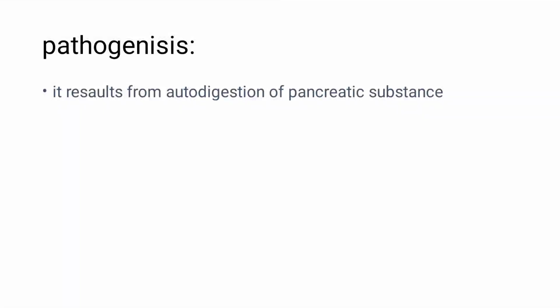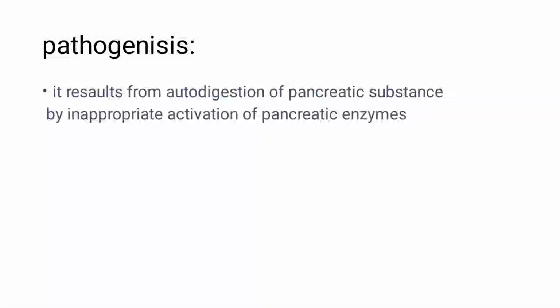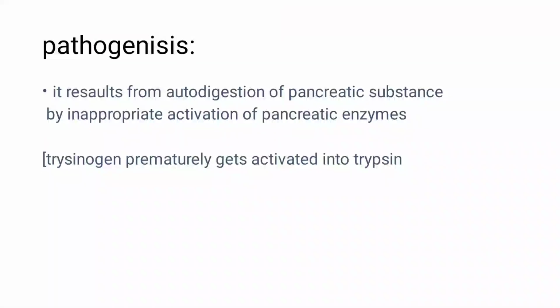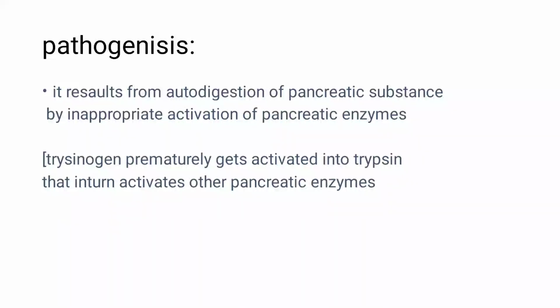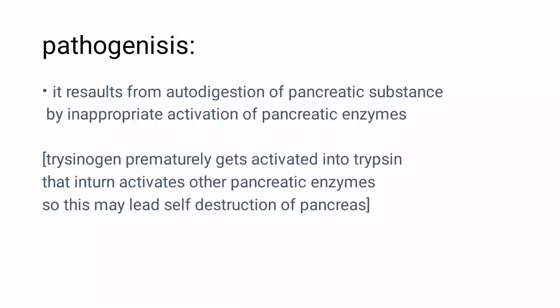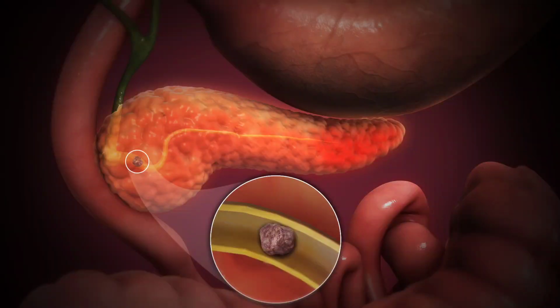Okay, let's talk about the pathogenesis. It results from autodigestion of pancreatic substance by inappropriate activation of pancreatic enzymes. Trypsinogen prematurely gets activated into trypsin, which in turn activates other pancreatic enzymes. Here trypsinogen is a triggering factor. Trypsinogen that prematurely activates into trypsin is the triggering factor of acute pancreatitis. So this may lead to the self-destruction of the pancreas.